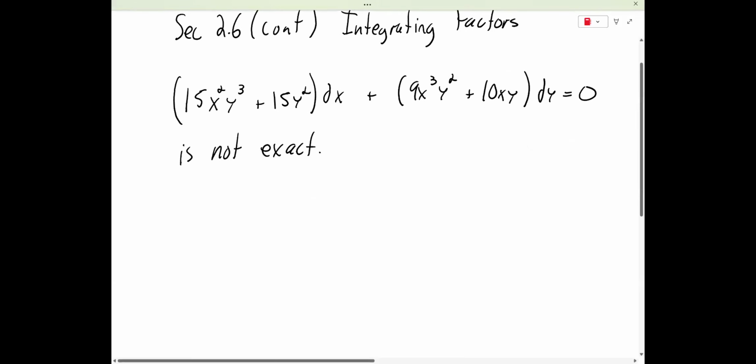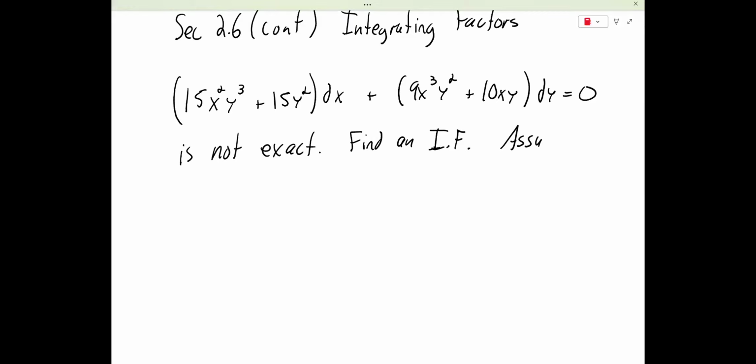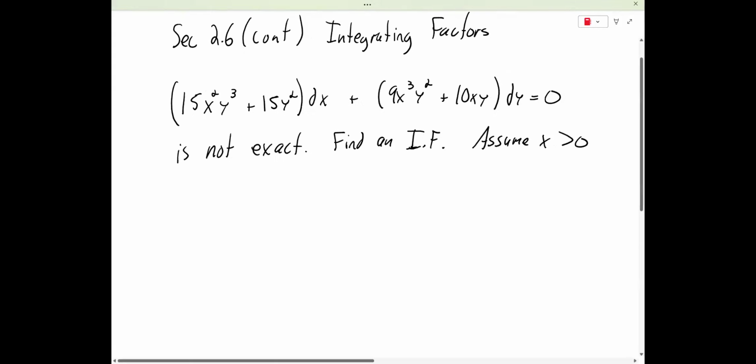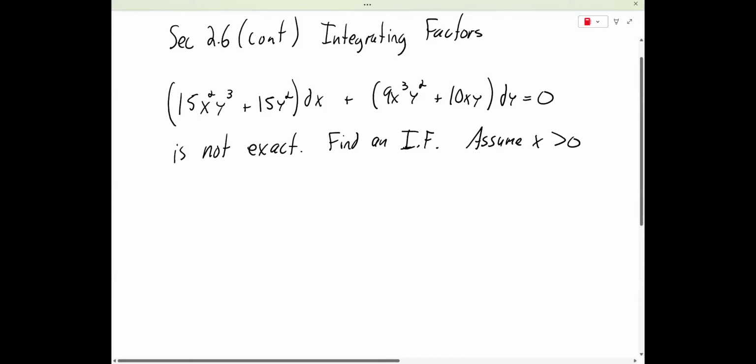Okay, and then a couple of things here. So first I want to try to make it exact by finding an integrating factor. And we're also going to assume here that x is greater than 0.